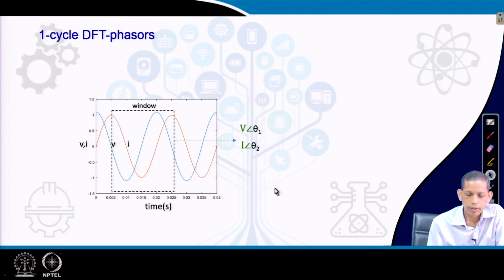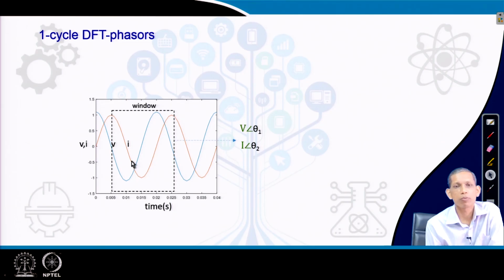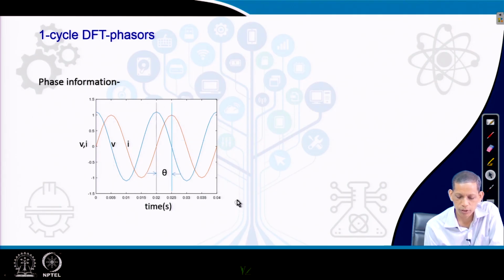Now, we select a window, and in this window we compute the corresponding phasors for both voltage and current. So, we can get the voltage phasor and the current phasor, in polar or rectangular form: V with an angle of theta 1, and the current, calculated by the one cycle DFT, I with an angle of theta 2. So, we can find the angle between the voltage and current phasors: theta 1 minus theta 2 gives the corresponding theta value.